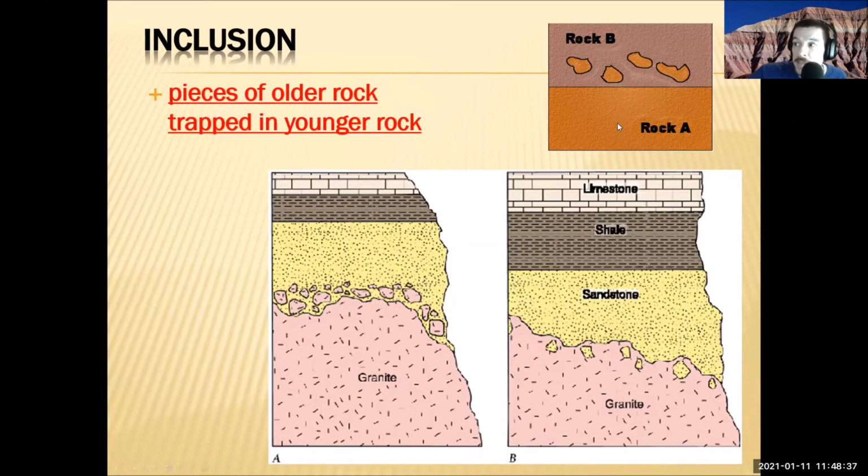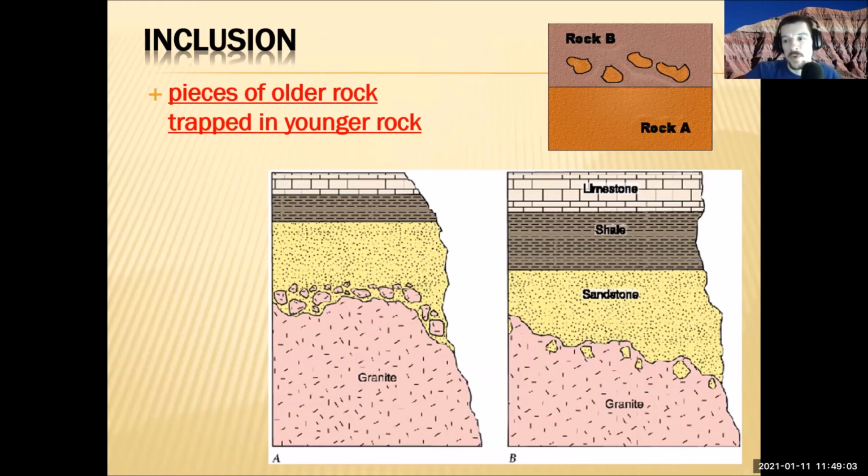Looking at the top right, we see rock B and rock A. Rock A is the orange rock. Rock B is this brownish rock. So rock A is trapped inside of rock B. That means rock A is older. Rock B is younger. Whatever's trapped inside is the older rock.